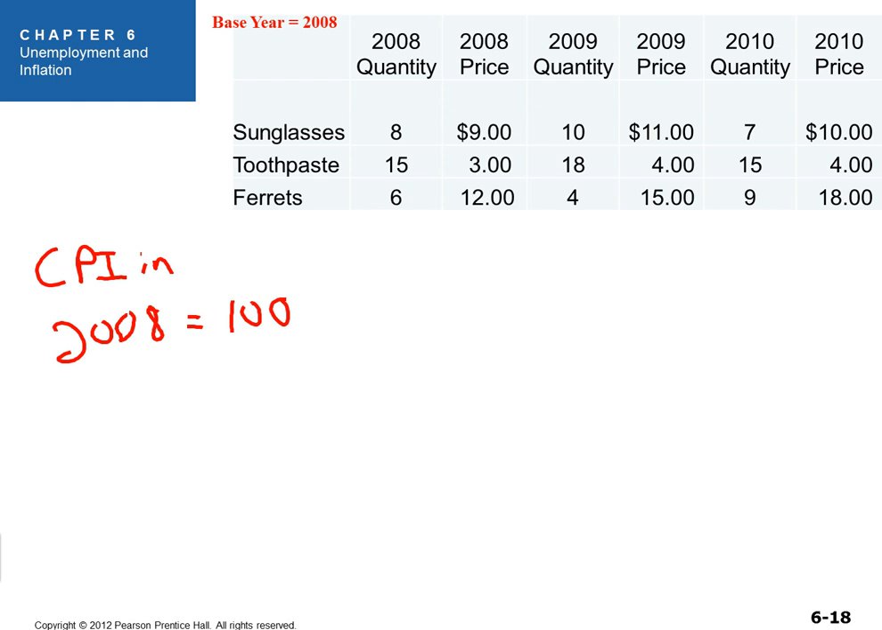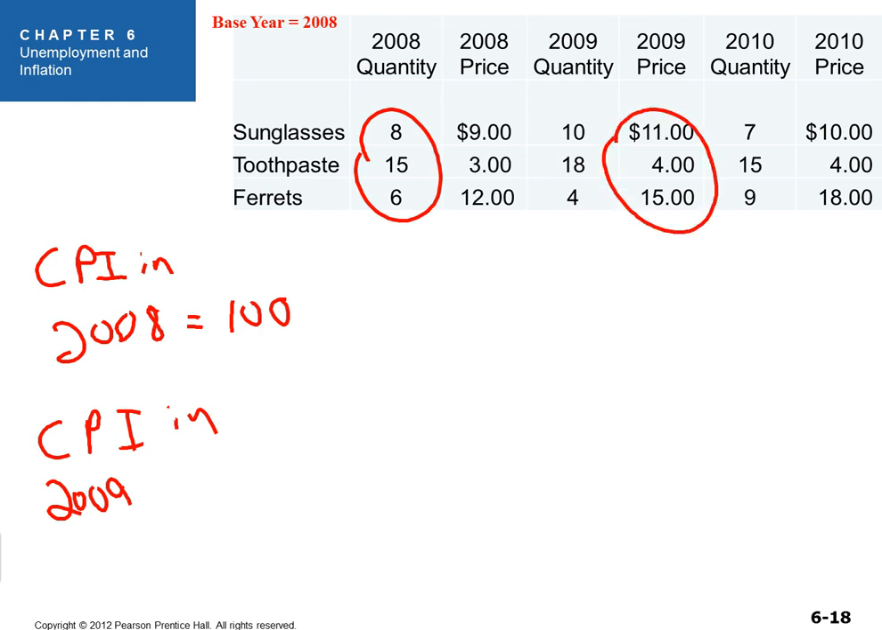Okay, so anyway, the base year CPI is always going to be equal to 100. Now let's see if we can calculate the CPI in 2009. So here's what we'd have to do. What we need to do is we need to find what was consumed in 2008, and then find out what the prices of those items would be in 2009. Okay? So if we did that, the cost in 2009 of the quantity purchased in 2008 would be $238.